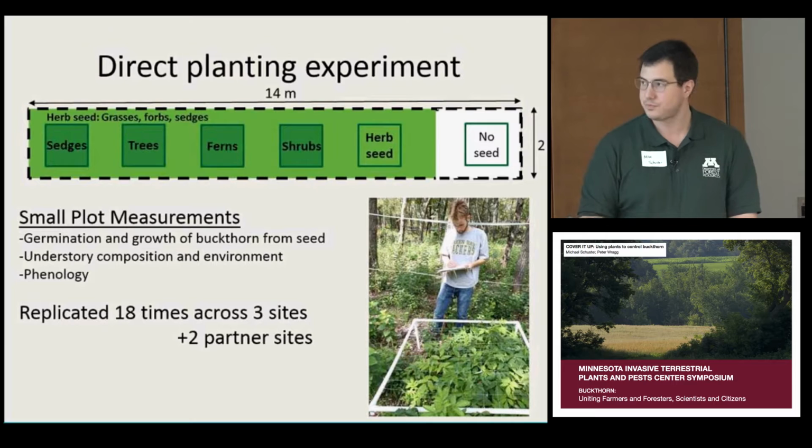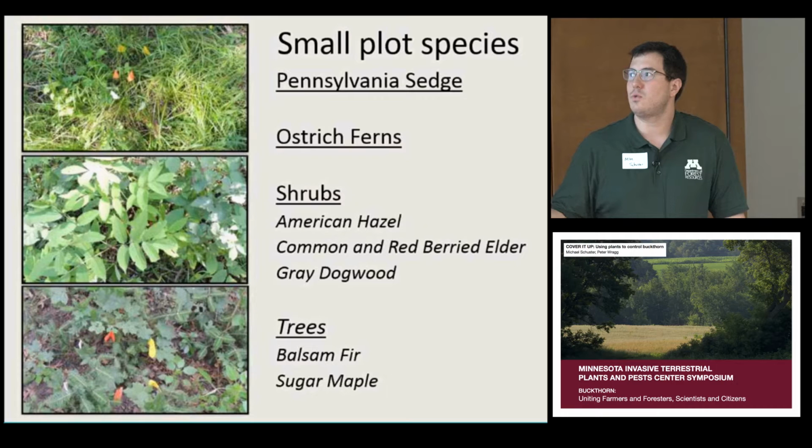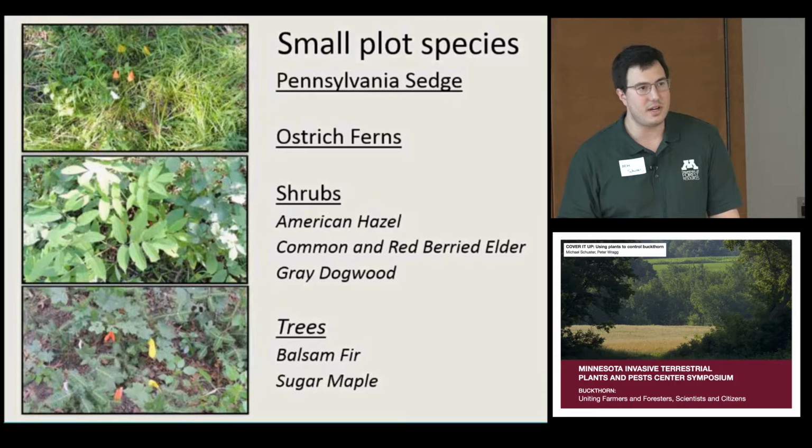Those small plot species are planted in one of four ways. One is with plugs of Pennsylvania sedge, looking somewhat like this. Another is with ostrich ferns, which I don't have a picture of. Another is a shrub cocktail, including American hazel, common and red-berried elder, and gray dogwood. And then the fourth is a tree mixture of balsam fir and sugar maple.